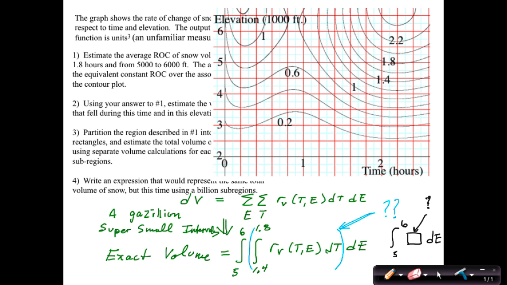So if we were to accumulate our multivariable rate function with respect to time from 1.4 to 1.8, it gives us a single variable rate function with respect to elevation. It's kind of what's left to do. So that's not a quantity of snow, that's not a volume of snow. It's volume per elevation change because it's still a rate of change, but it's now a single variable rate of change. Does that make sense?